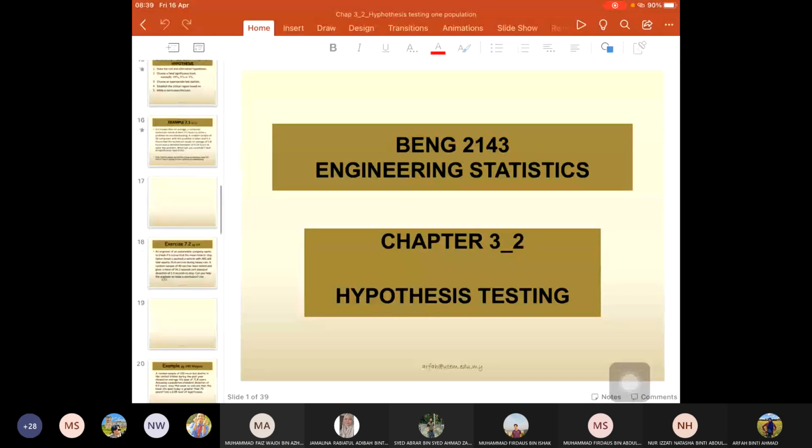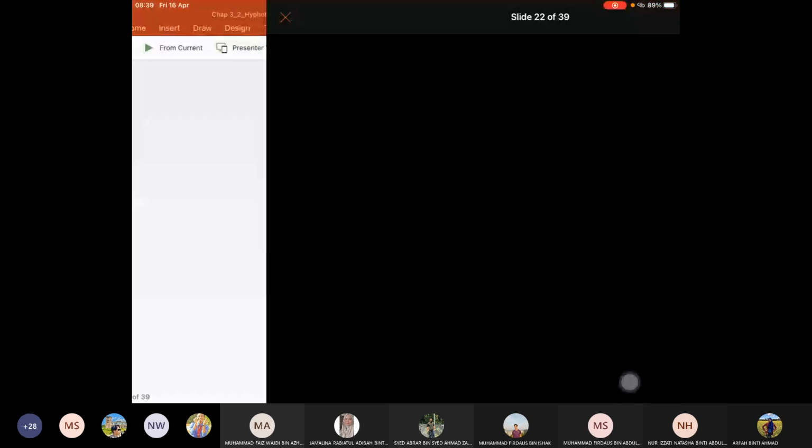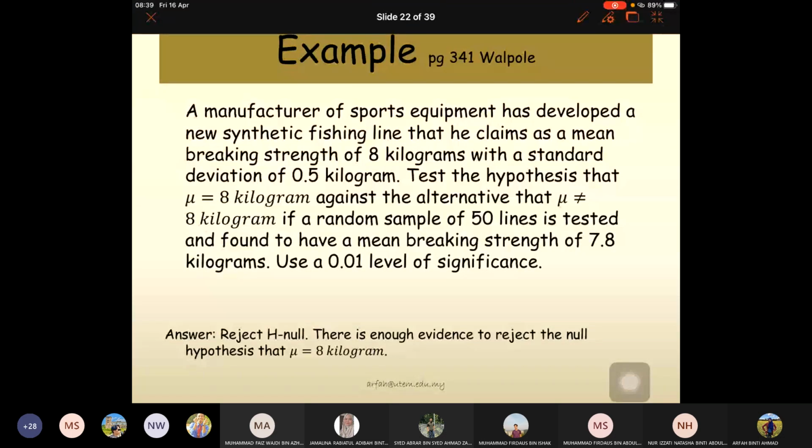Okay, so sekarang nampak slideshow from current. Okay, so dia bagi given n sama dengan 50, sigma sama dengan 0.5 and x bar sama dengan 7.8. So n greater than 30, sigma is known. So kita follow ini adalah case 1. So dia akan follow Z distribution table. So H0 and H1 dia dah bagi, which is very simple. Dia akan jadi two-tail test. Two-tail sebab ada tanda tidak sama dengan.